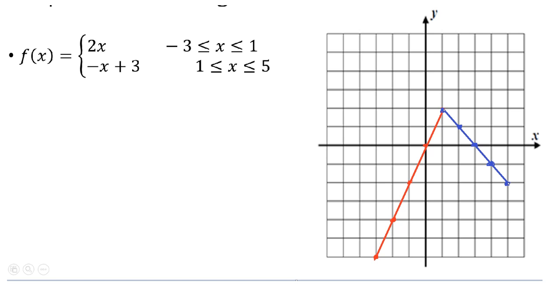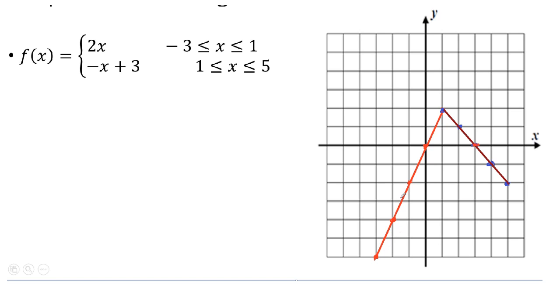If we take a look at the main features for this function, we'll find out that the x-intercepts or zeros for this function are 3 and 0. The y-intercept is 0. The maximum for this function is 2. The minimum value for this function is negative 6 right here.